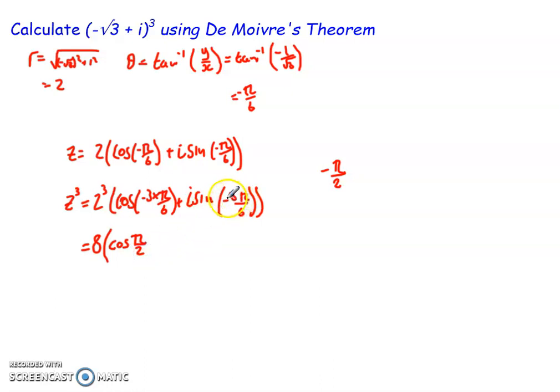Then this one here, because it will then be negative pi over 2 here, I can take it out and it can become minus i sine pi by 2. Then I just calculate each of the parts and see what I end up getting. Cos of pi by 2, cos of 90 is 0. Sine of pi by 2, that's 1. So it's going to be 8 times negative 1i. So I'm going to get negative 8i for this one. So there's the answer for that one.